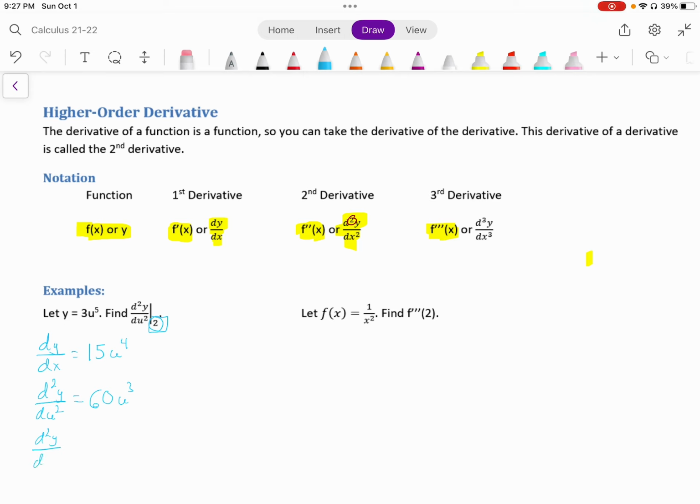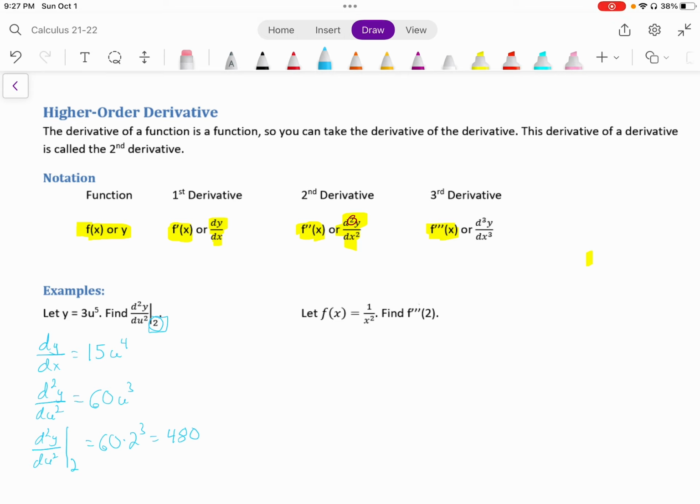And lastly, we wanted this evaluated at 2. So I think we can squeeze this in here at the bottom. Evaluated at 2 is going to be 60 times 2 cubed. Well, 2 cubed is 8. 8 times 60 is 480. So the second derivative evaluated at 2 is 480.